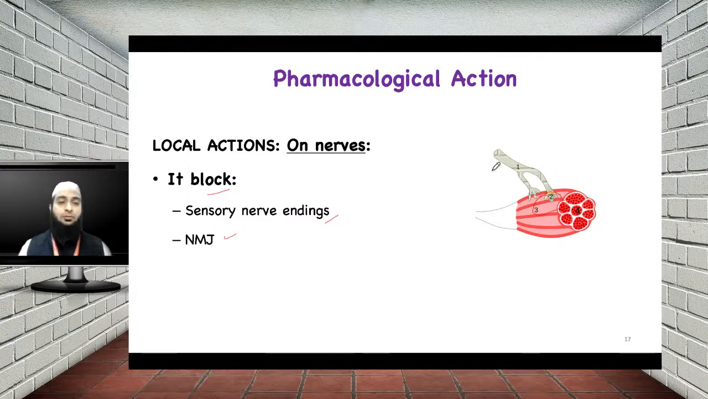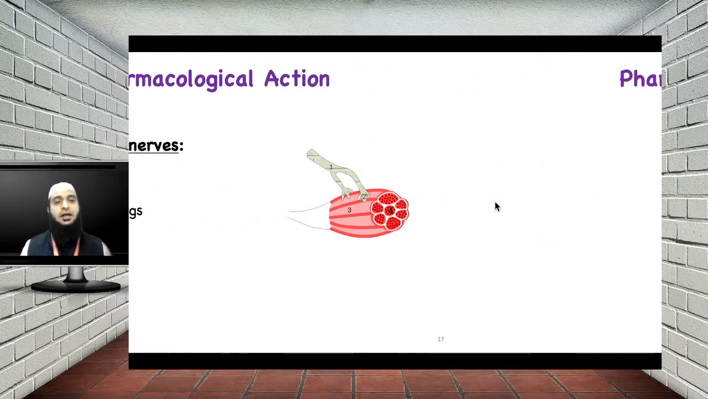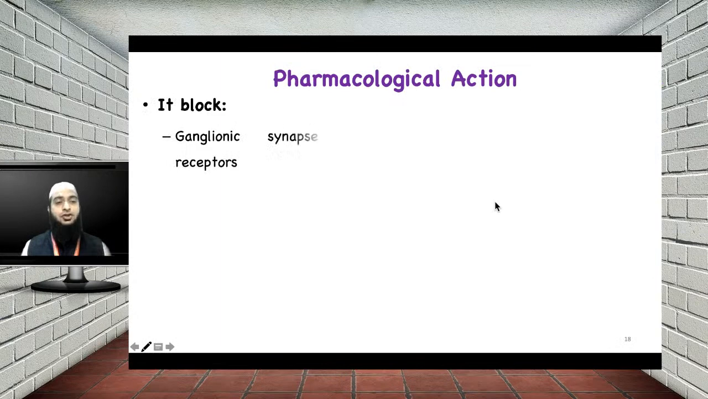What these local anesthetics are doing is they also block the neuromuscular junction, so that the message is not going towards the brain. So this is the action on sensory nerve ending and neuromuscular junction. Let's see what its action is on the ganglionic synapse and the receptors.